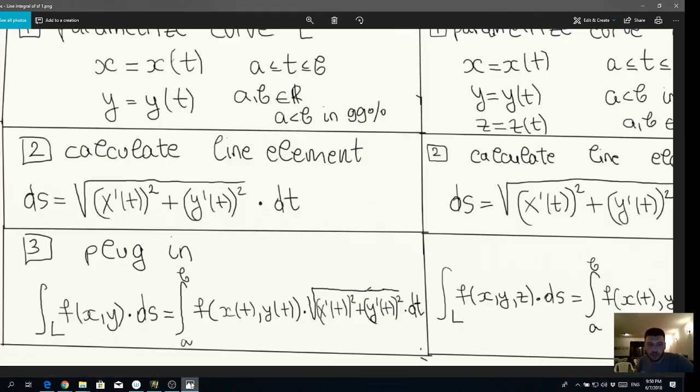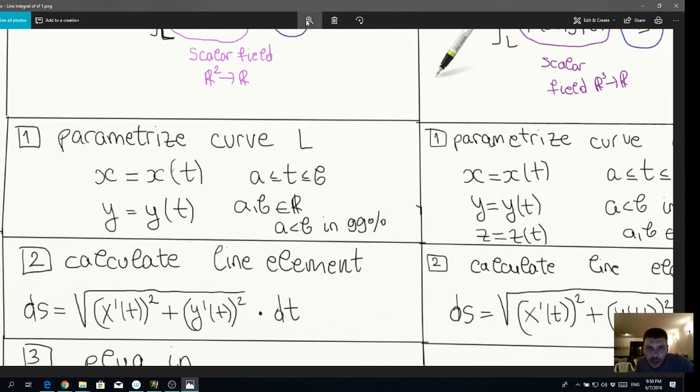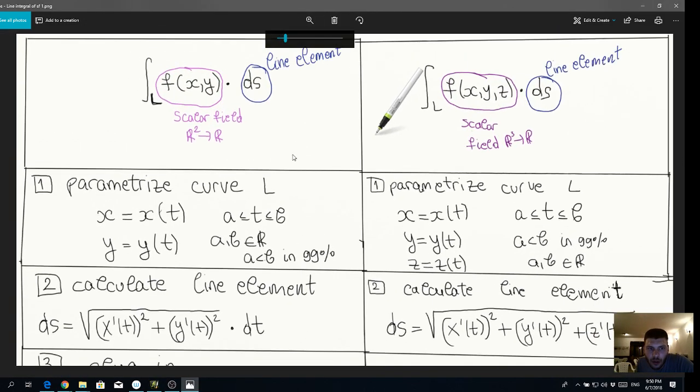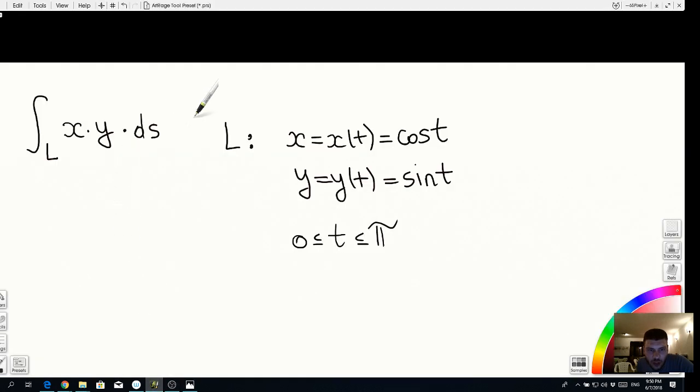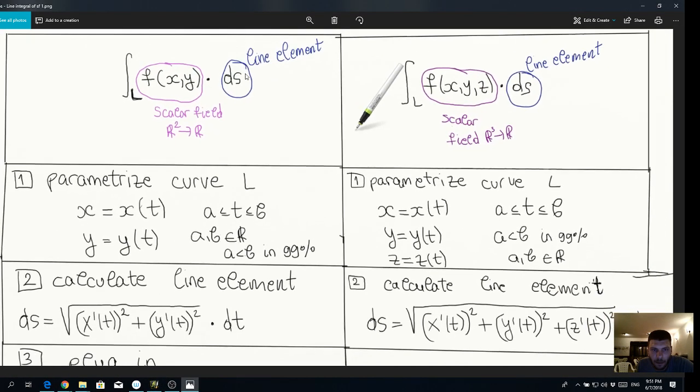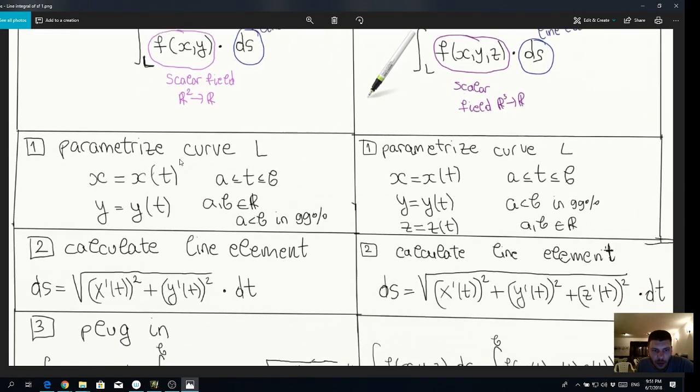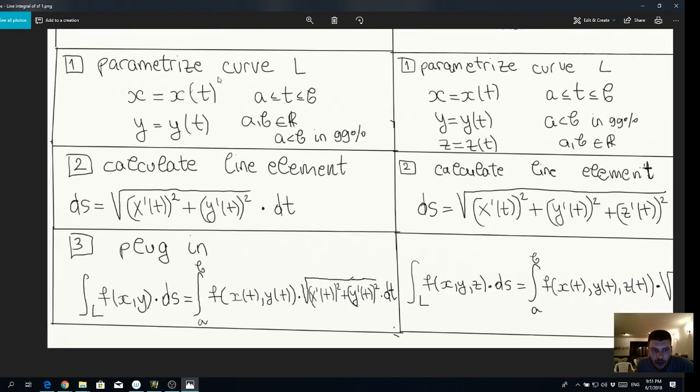Let's get back to the big picture from the previous video. We have to notice first that we have a two-dimensional problem. Line is in the real plane in R2, and our scalar field is from R2 to R, so this is a 2D problem. Let's see our steps.